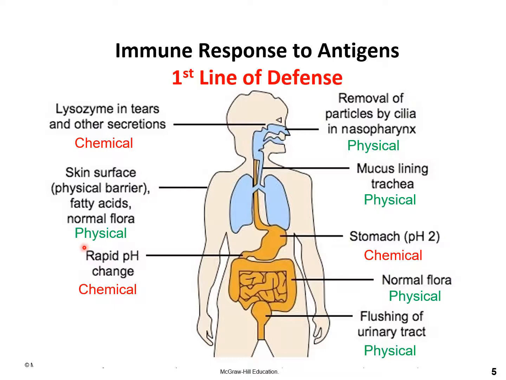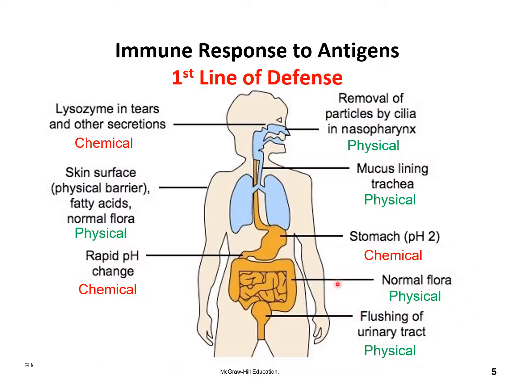foreign invaders. We have cilia, little hairs in our nasopharynx, in our nasal passages that trap particles and trap bacteria that are breathed into our system to prevent them from going further down into our lungs and setting up infection. We have a mucus lining in our trachea, the trachea of our respiratory system, that catches these particles so that they don't go down into our lungs.